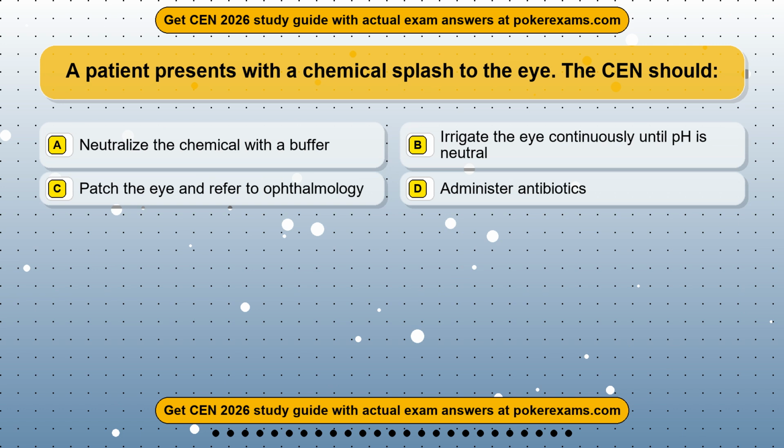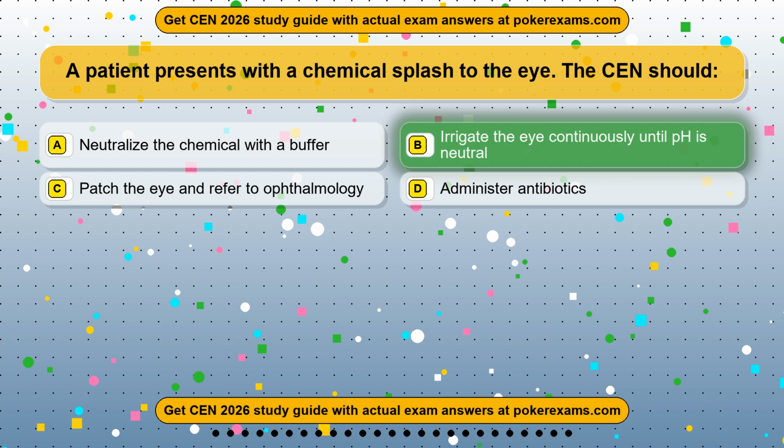Question 14. A patient presents with a chemical splash to the eye. The CEN should: Option A. Neutralize the chemical with a buffer. Option B. Irrigate the eye continuously until pH is neutral. Option C. Patch the eye and refer to ophthalmology. Option D. Administer antibiotics. The correct answer is option B.